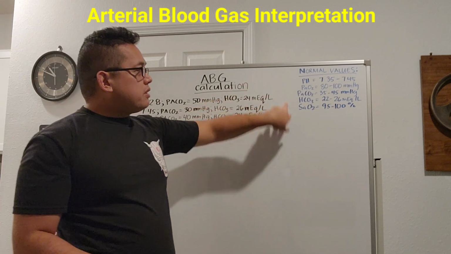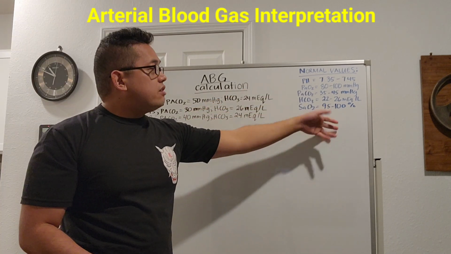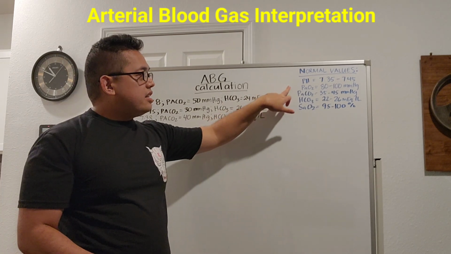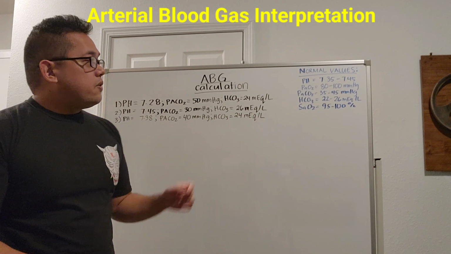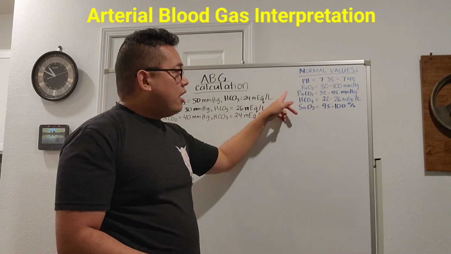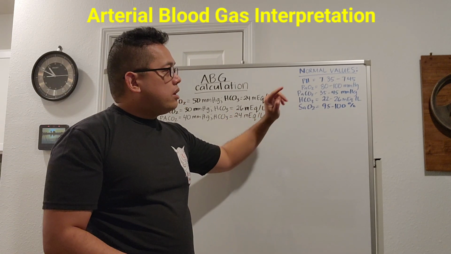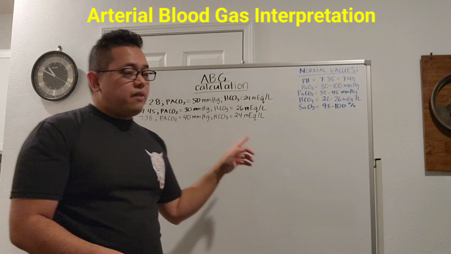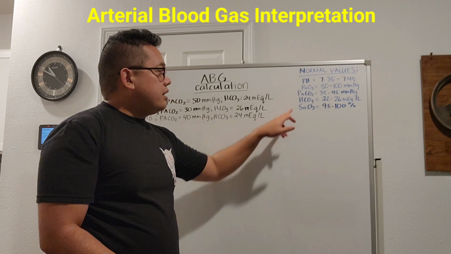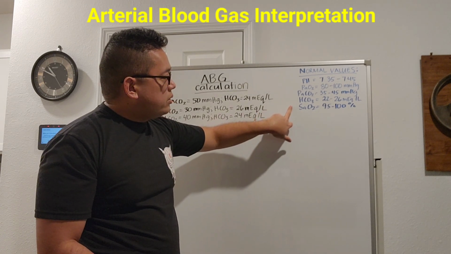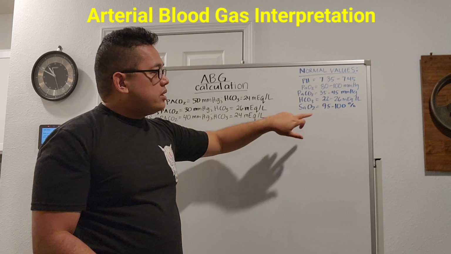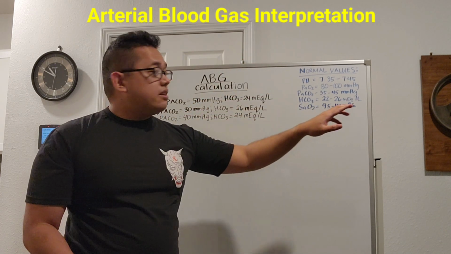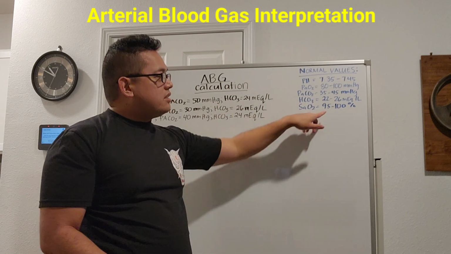So I wrote down on the right side the normal values that are expected in a person, right? So the normal pH again is 7.35 to 7.45. Partial oxygen is 80 to 100 mmHg. PCO2 is 35 to 45. And HCO3, which is the bicarb, is 22 to 26 milliequivalent per liter. And then normal SaO2 is 95 to 100.